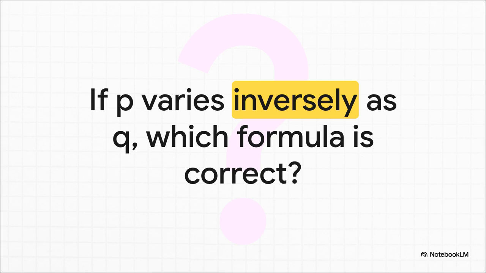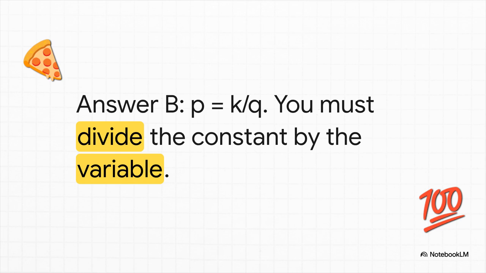Remember the pizza analogy here. More people sharing means a way smaller slice for you. Yep, you got it. It's B again. Inverse variation requires dividing that constant by your variable. As q, the denominator, gets larger and larger, the overall value of p shrinks down. It's a fundamental rule of fractions that you are literally going to use all the time in math and physics.